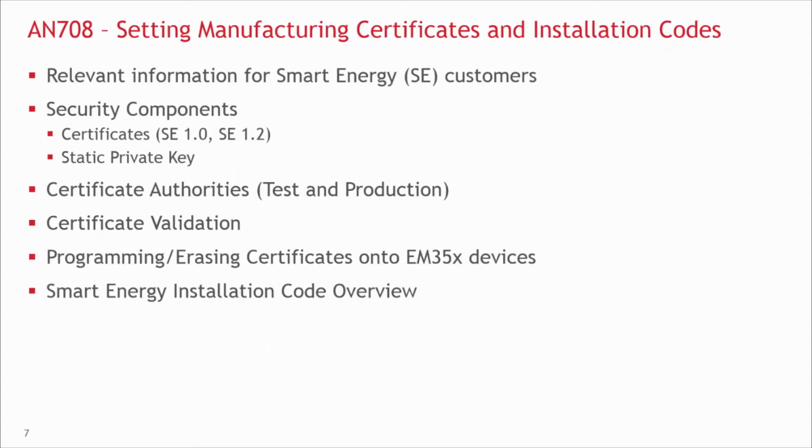AN708 provides details on setting manufacturing certifications and installation codes, which is relevant for smart energy customers. This application note provides information on the security components that make up this process, as well as the certificate authorities involved with this process. Certificate validation, programming, and erasing certificates are detailed as well. Finally, the Smart Energy Installation Code overview is presented. This application note provides smart energy customers with all of the information needed to understand manufacturing certificates and installation codes.